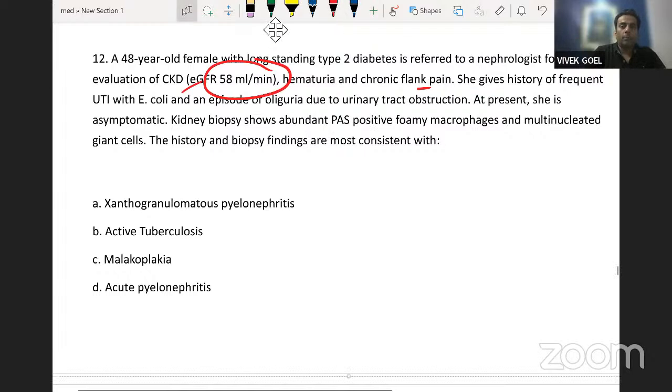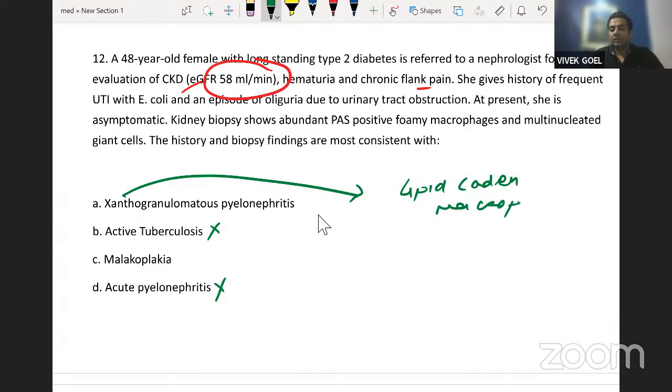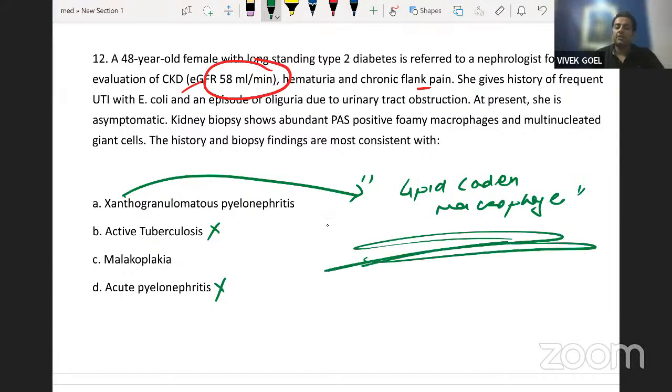Now, please understand, most of you know that, of course, this is not active TB and this is not active pyelonephritis. Most of you got confused between xanthogranulomatous pyelonephritis and malacoplakia. Both of them are chronic granulomatous inflammatory responses of the kidney to certain infections. But the clinching point, which I have told in my videos also, of xanthogranulomatous is lipid-laden macrophages. This was not mentioned in the options. Lipid-laden macrophages impart a yellow color to a xanthogranulomatous kidney, and that is why it is known as xanthogranulomatous pyelonephritis.